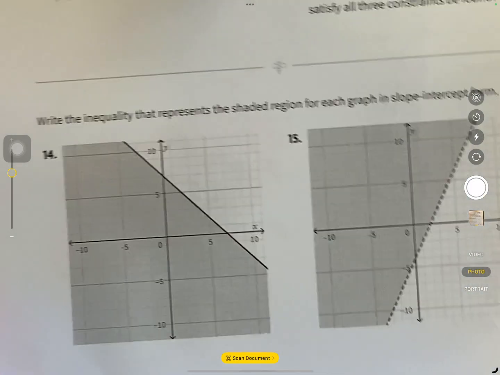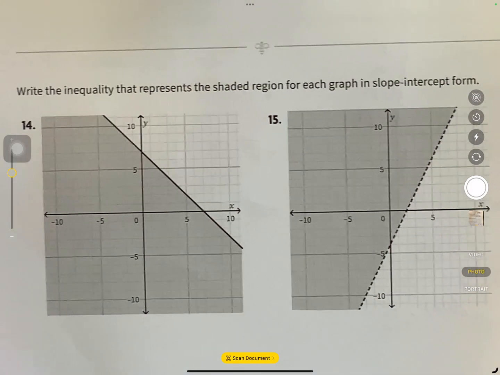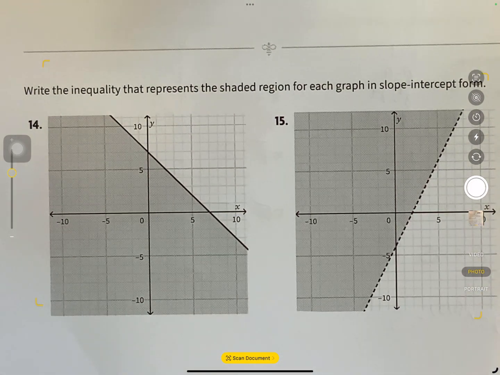All right. I'm on page 60 at the bottom here. This is on your test. You will have an opportunity to tell me what the line is. And since you've never done this before, I'll help you with it right now. But on the test next week, you will have to tell me what these lines are.